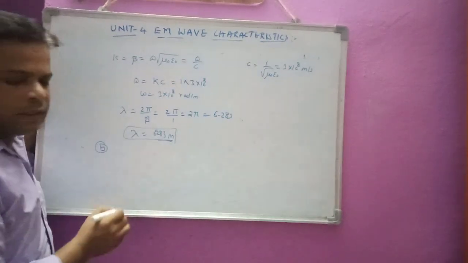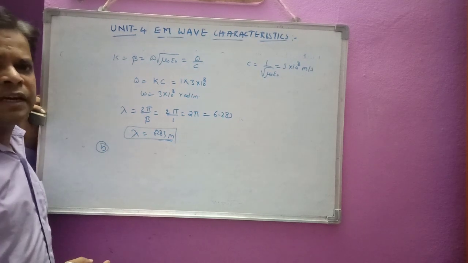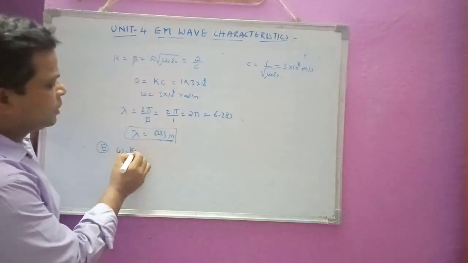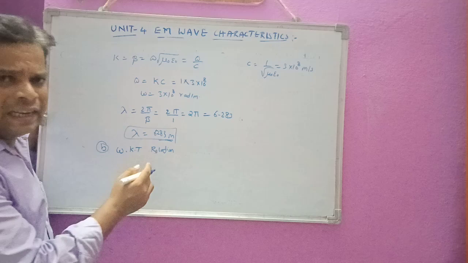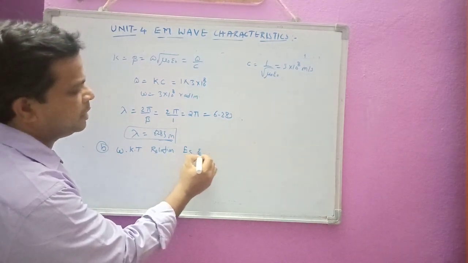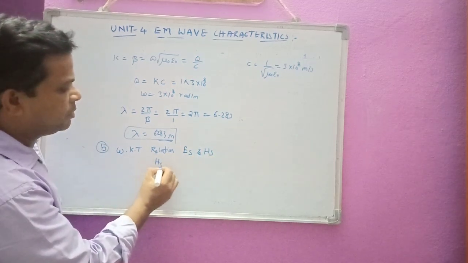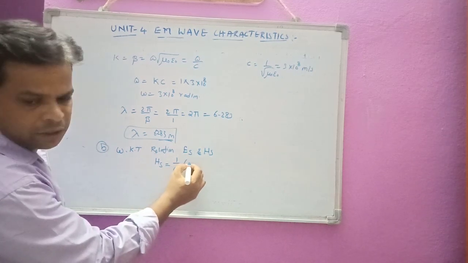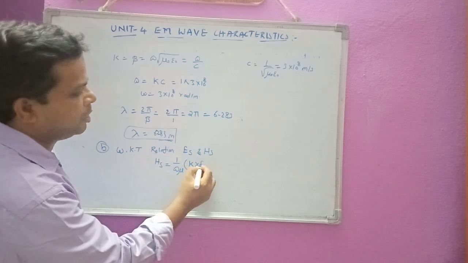Now B, what is he asking? He is asking to find the H value, that is the magnetic field. So we know the relation between Es and Hs. We have already solved this relation in the earlier lecture videos. This has been clearly derived: Hs is equal to 1 by omega mu into k cross Es. We have already derived this.